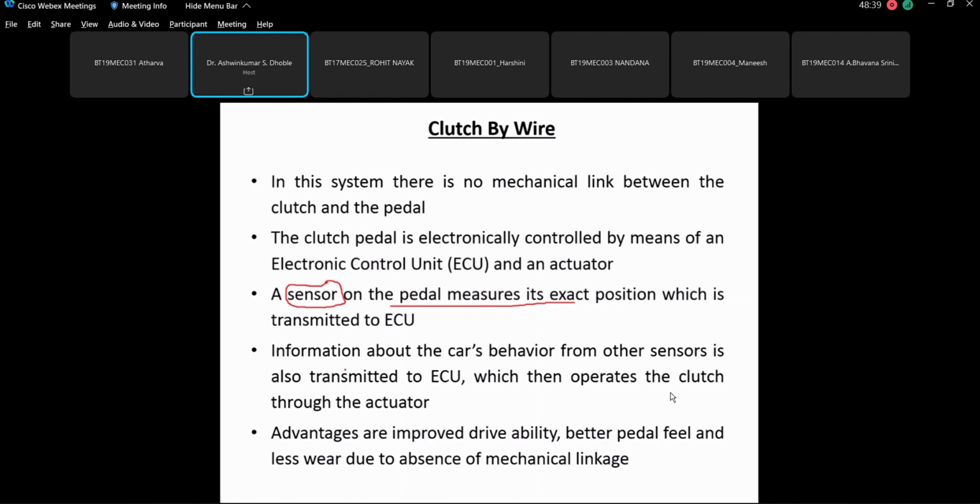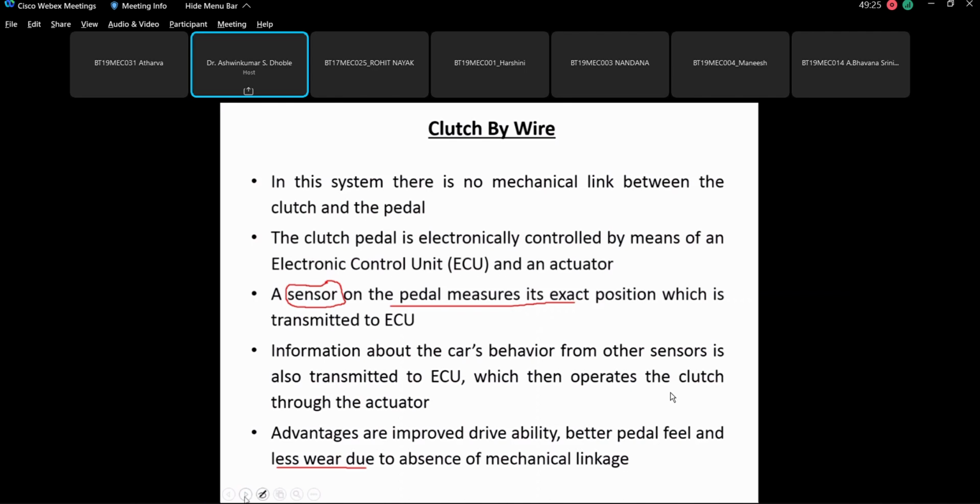तो ECU में आप एक map feed किए रहते हुए, and then the ECU tries to send the signal which is optimized for that particular point. This has to be done in certain nanoseconds rather than milliseconds. Okay, which then operates the clutch through the actuator. Advantages are improved drivability, better pedal feel, and less wear due to absence of mechanical linkages. So please understand that wear is going to be the issue as far as the mechanical linkages are concerned.